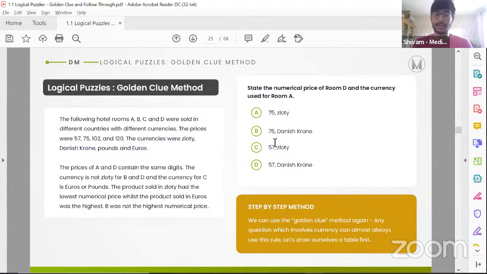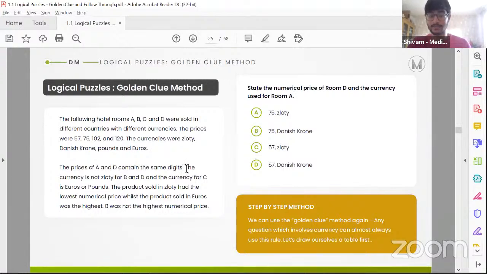So again, if you've got 10 seconds on a question like this, use the golden clue and you're going to increase your chance of getting the correct answer. Now, if you had the 4 minutes, again, we finished the golden clue. We're now going to focus on zloty and Danish krone. And that's what I did here.